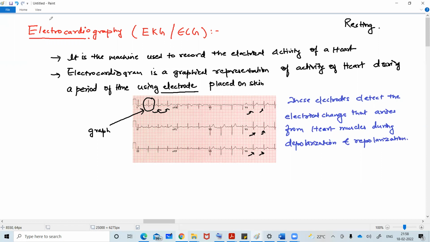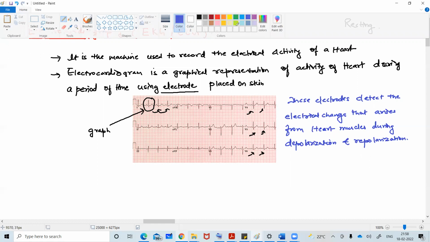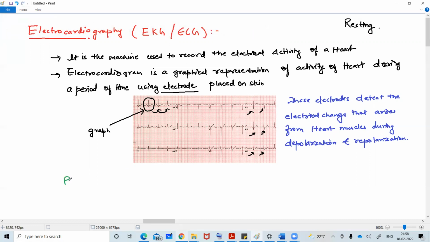Now there are three terms here. Let me clarify them. First is polarization. Second is depolarization. And the third is repolarization. All these three processes keep going in a sequential order.